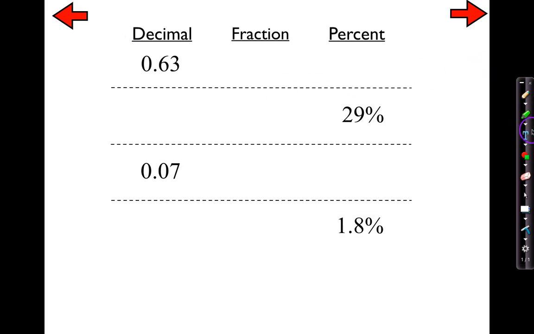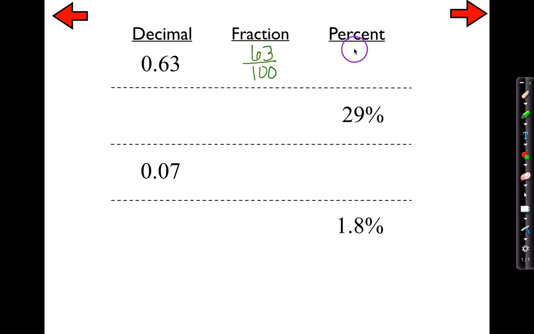Now let's go ahead and practice. Here, we're given some information and we're asked to give the other. So here it's given us 63 hundredths as a decimal. How should I write that as a fraction? How should I write that as a percent? Well, as a fraction, it's going to be exactly the way it sounds as a decimal, 63 hundredths. Well, what about a percent?